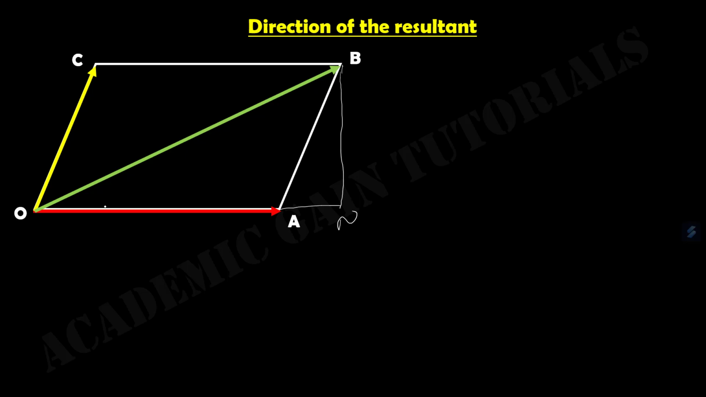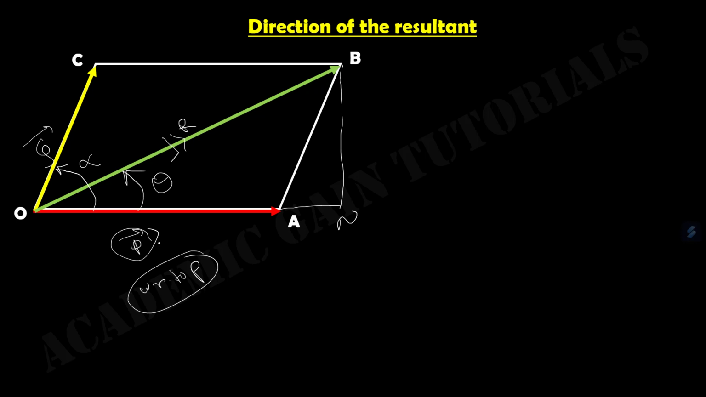Give me time to draw this parallelogram, and this is the alpha between the two vectors P and Q. The resultant vector acts at an angle theta with respect to P. So we will find out the angle of the resultant vector with respect to P.